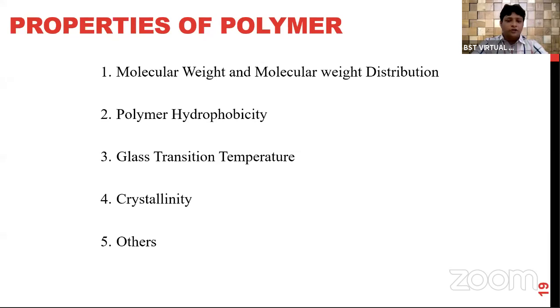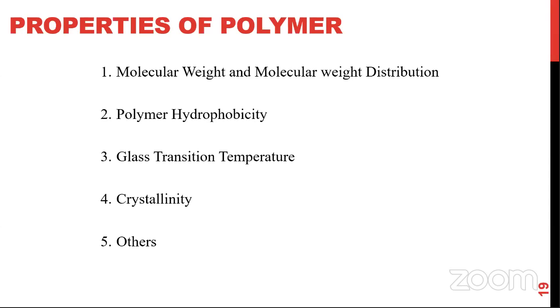Suppose polymer hydrophobicity, like polymer solubility. Suppose you are preparing an aqueous based dosage form. In such cases, you have to select a polymer which is hydrophilic in nature. Like this, there are some other properties also, like glass transition temperature, crystallinity, and so many other parameters which you have to consider as properties of a polymer while selecting a polymer for our appropriate dosage form.